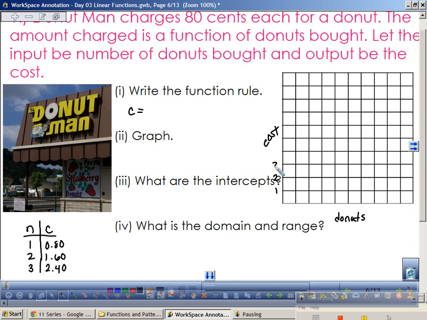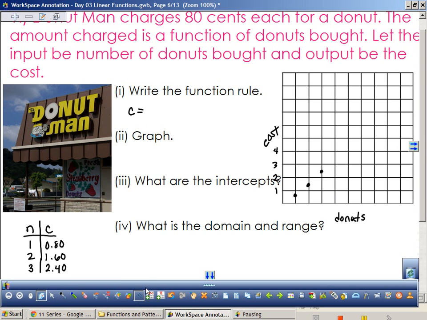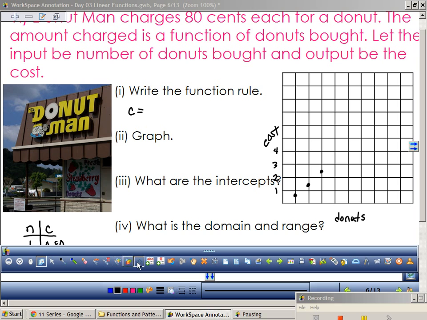1, 2, 3, 4. Okay, so one donut is about right here. 2 donuts is about right there. 3 donuts is about right there. I got a question for you. Where would I start my line?